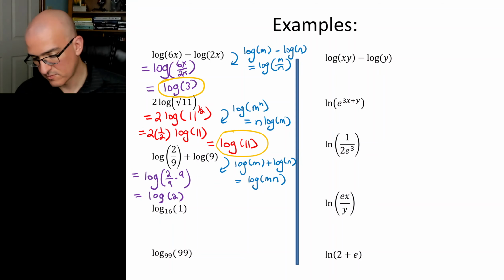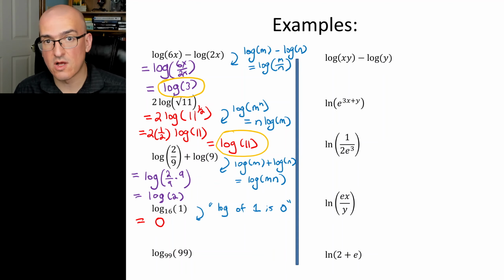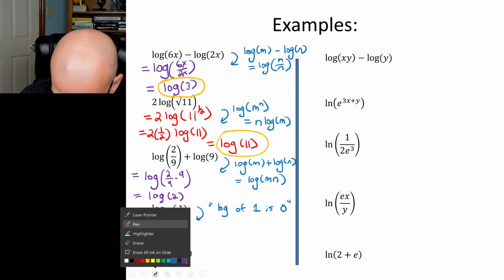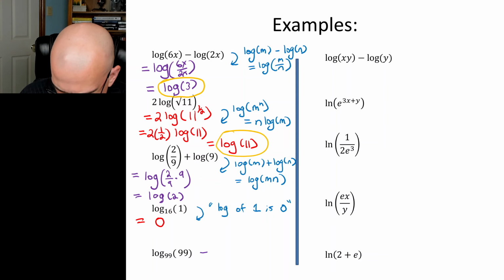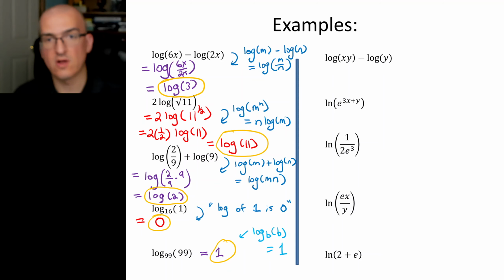Okay, log base 16 of 1. That's 0. The rule I use there is log of 1 is 0. Just memorize that with words. The log of 1 is always 0 because anything to the power of 0 is equal to 1. Log base 99 of 99 is just equal to 1. Log base b of b equals 1. It's one of the log rules.